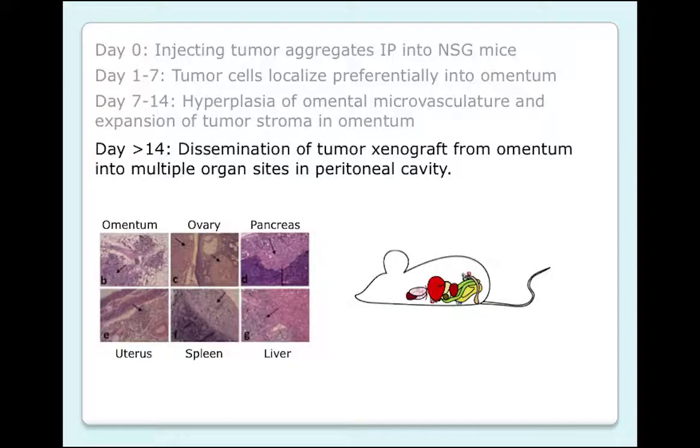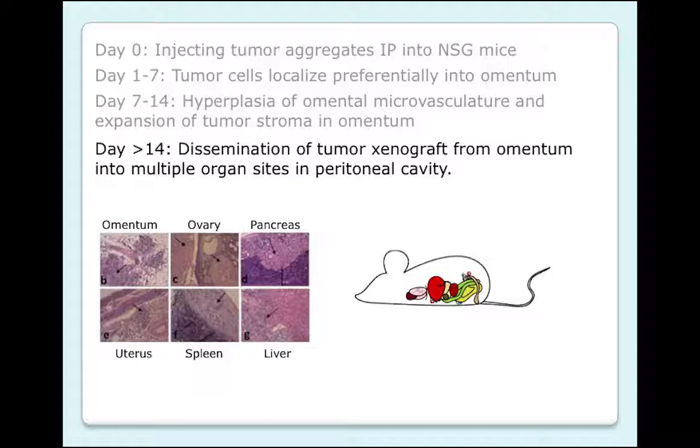As we progress, after 14 days, and this is sometimes variable, maybe 2 to 3 weeks or further on, we'll start to see dissemination of the xenograft from the omentum into organ sites in the peritoneal cavity. It moves from the omentum into the ovary, and we look at the pancreas, the uterus, the spleen, and the liver. But at this point, it's still primarily located within the peritoneal cavity.